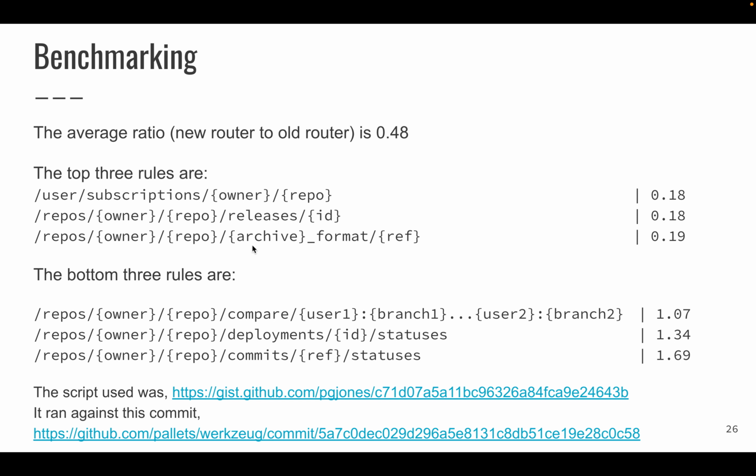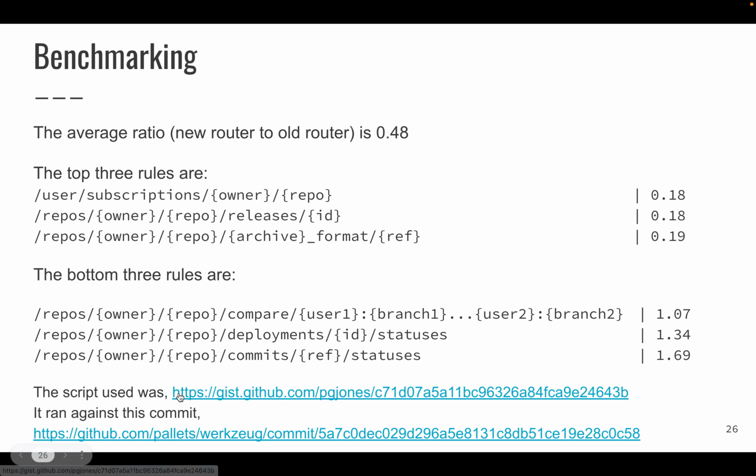So I have around 200 rules, and what I do to benchmark it is I create a path that matches that rule, has the right structure, and then I match it in both the new state machine router and the old regex router, so both Werkzeug implementations. And then I measure the ratio of new to old and take a look. So the top 3 rules from this set are all about 5 times quicker, which is very nice. However, the bottom 3 rules are slower, and particularly this one is about 1.7 times slower. So that's kind of interesting, and I think that's an implementation detail to look at.